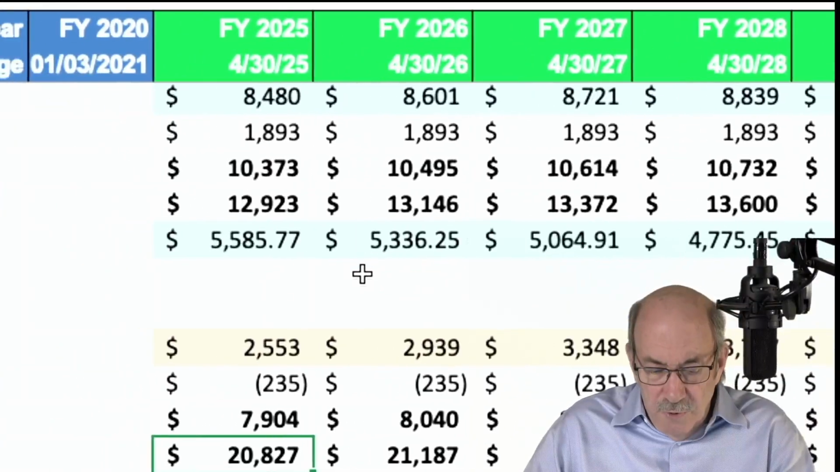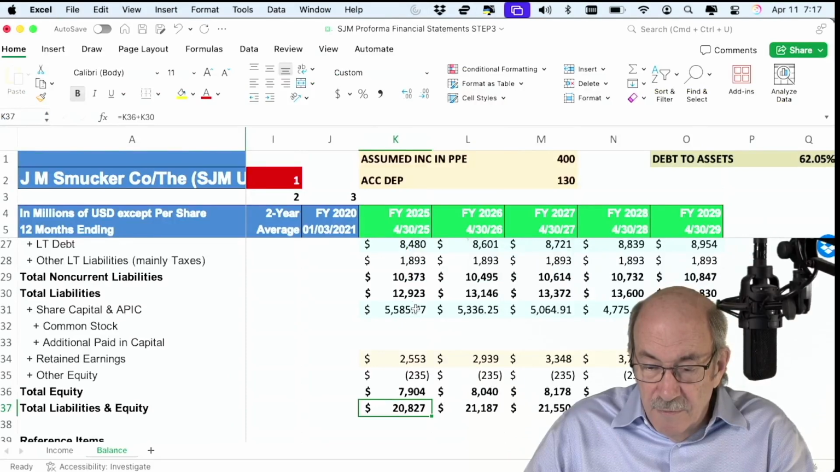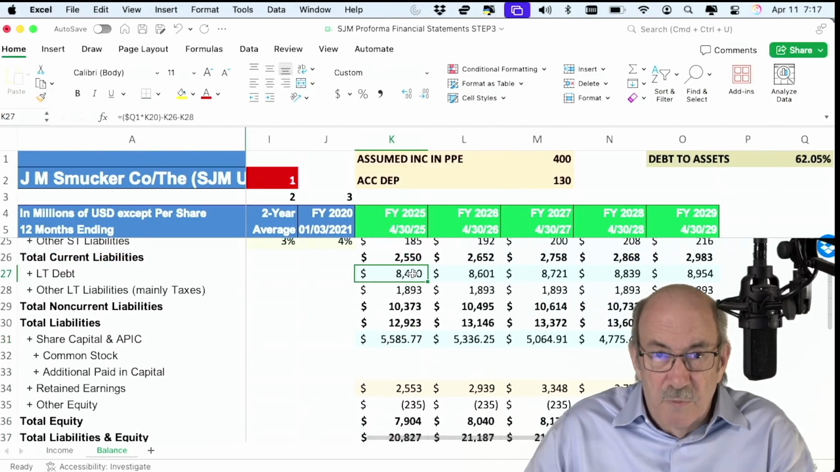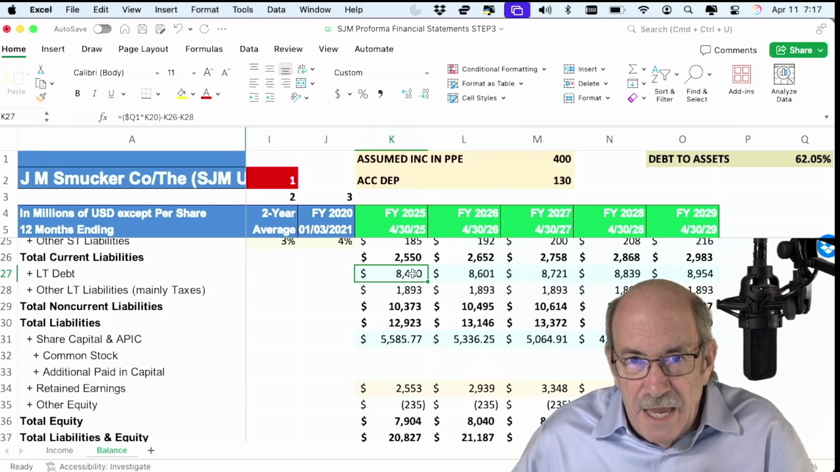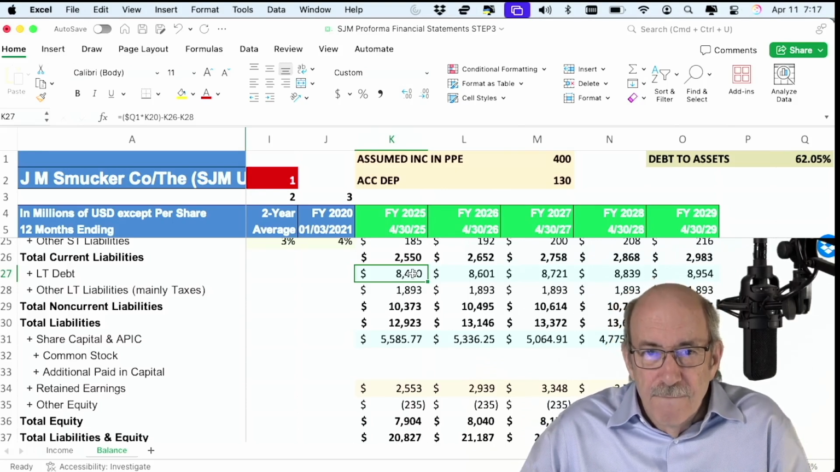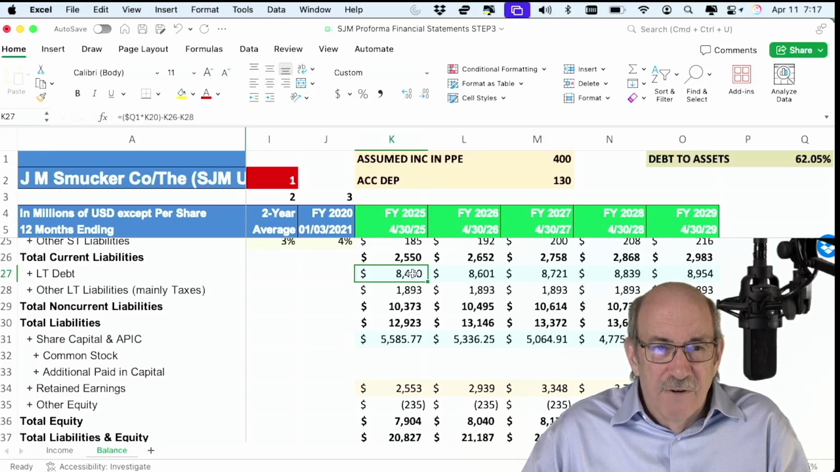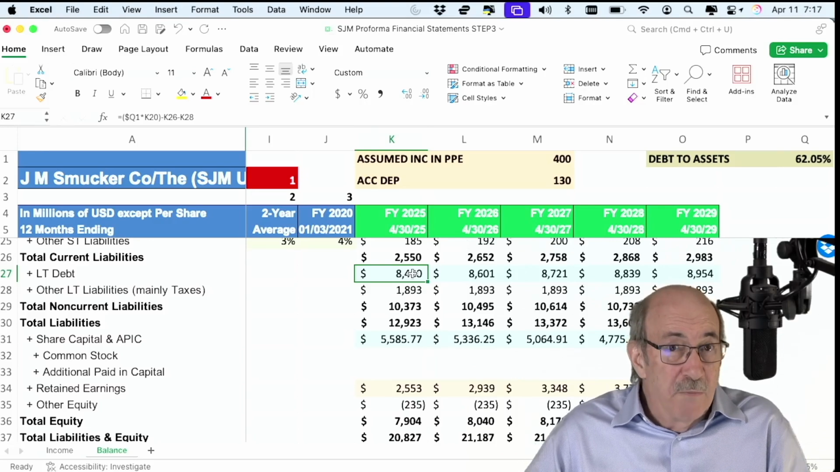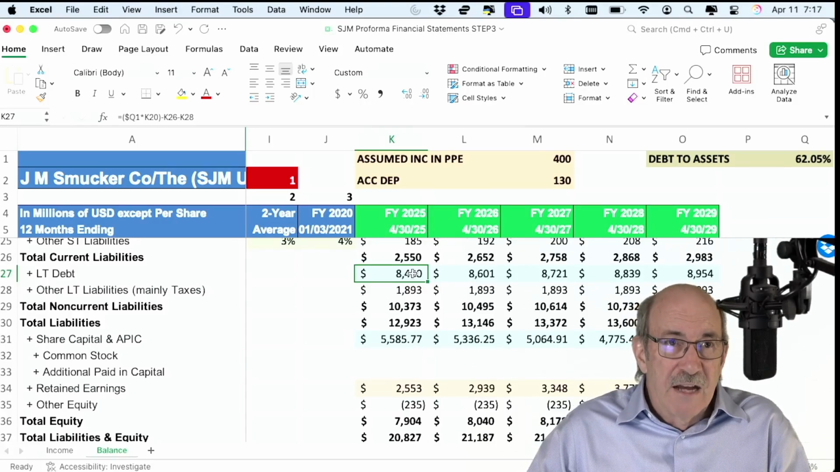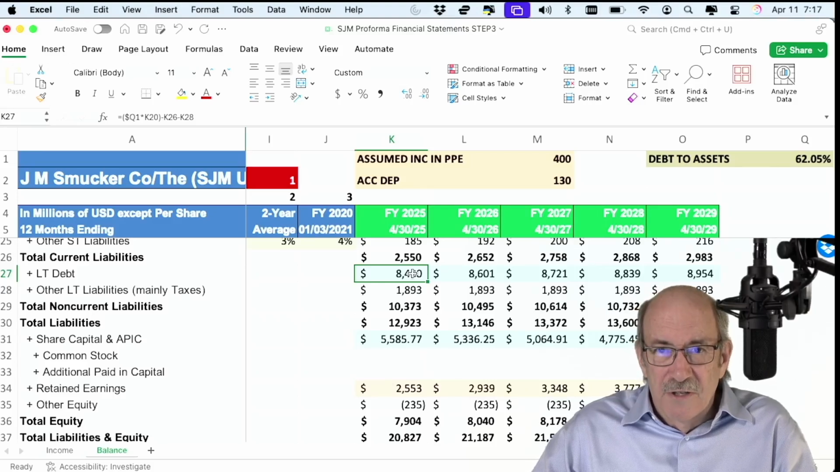So these two blue lines are really important. They're the plug figures. They're what makes this balance sheet balance. Let me stop there. I've gone over a couple of steps here. The next thing we're going to do is we're at a point where we can project our free cash flow to equity. But I want to make sure everybody is still on board or doesn't have any other questions about what I've just covered.